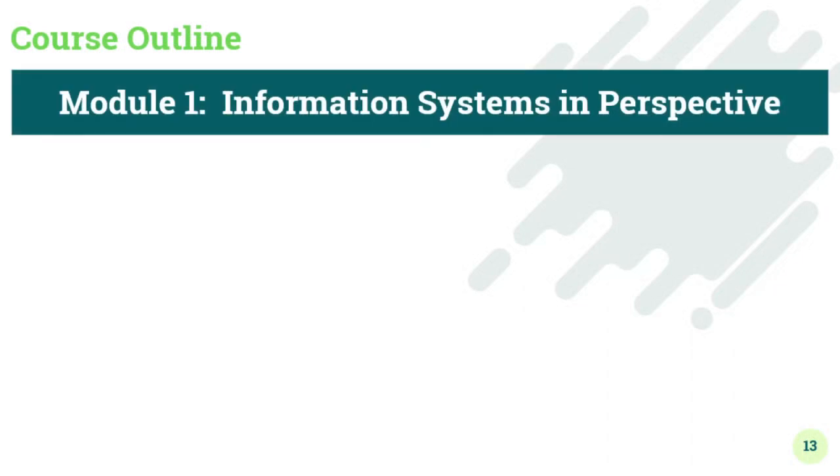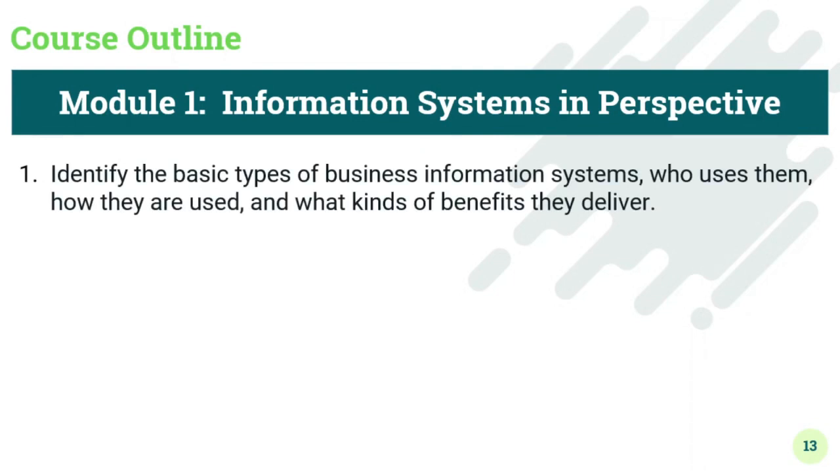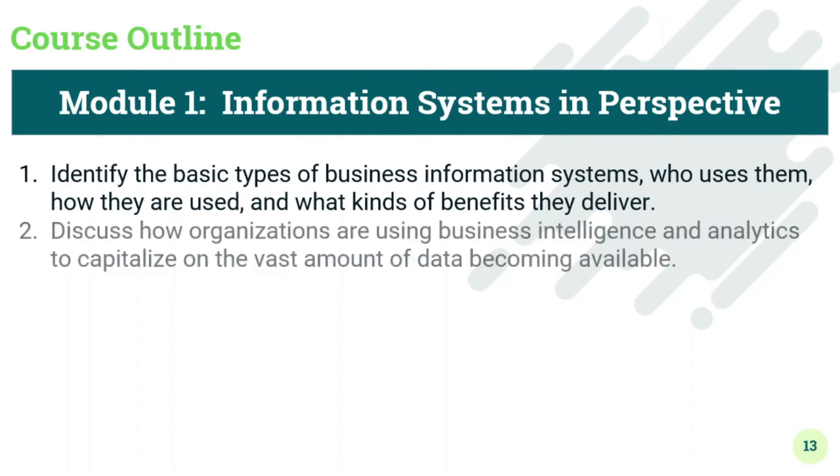Now, what are the things that will be expected in module 1? So here are the things that we'll be talking about. You'll be identifying the basic types of business information systems, who use them, how they are used, and what kind of benefits they deliver. You will also be discussing how organizations are using business intelligence and analytics to capitalize on the vast amount of data becoming available. Okay, as I've said, how does Netflix do that? Okay, we'll be looking at that perspective.